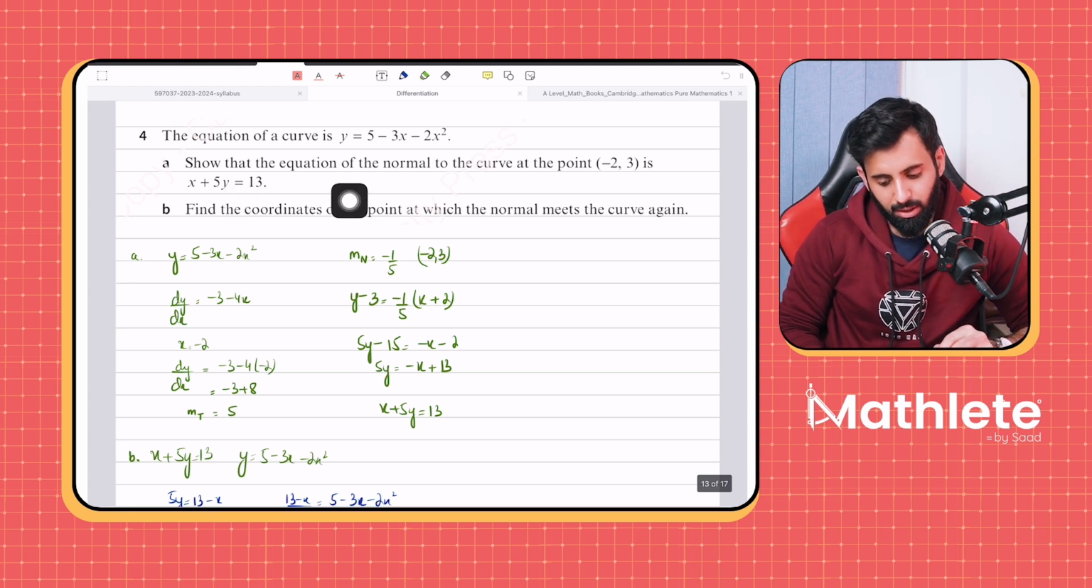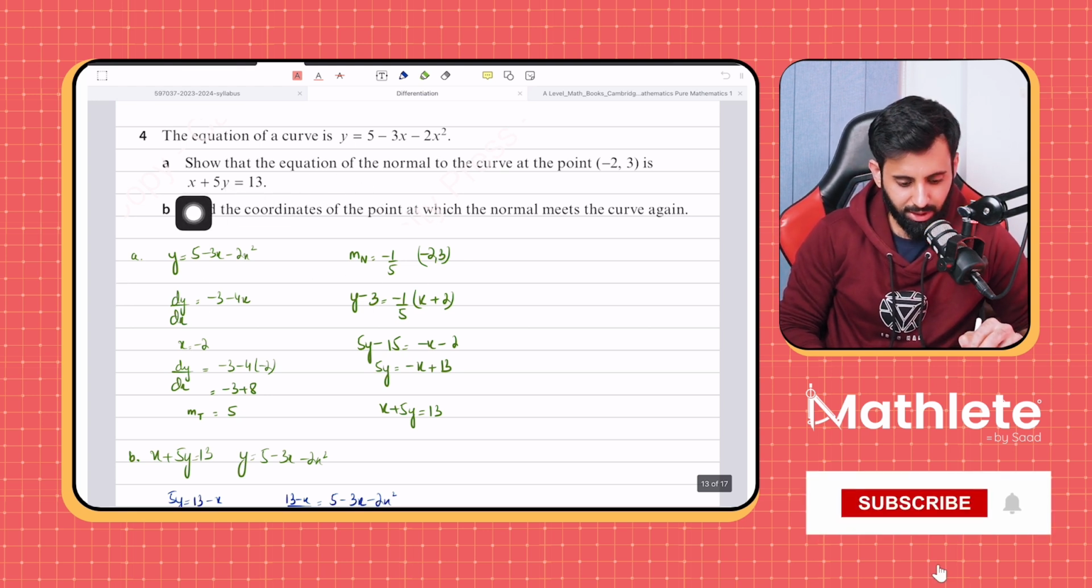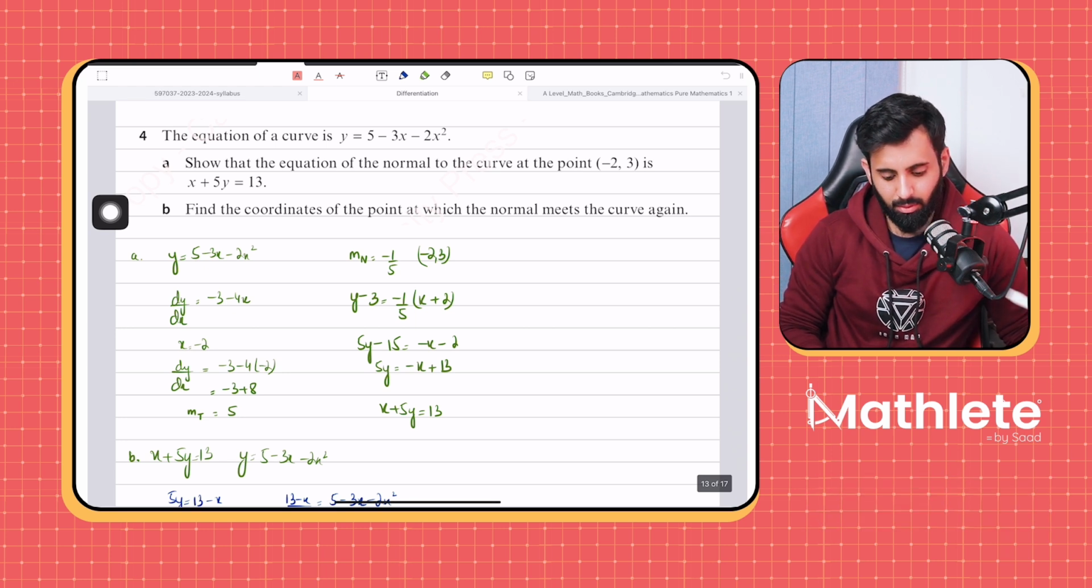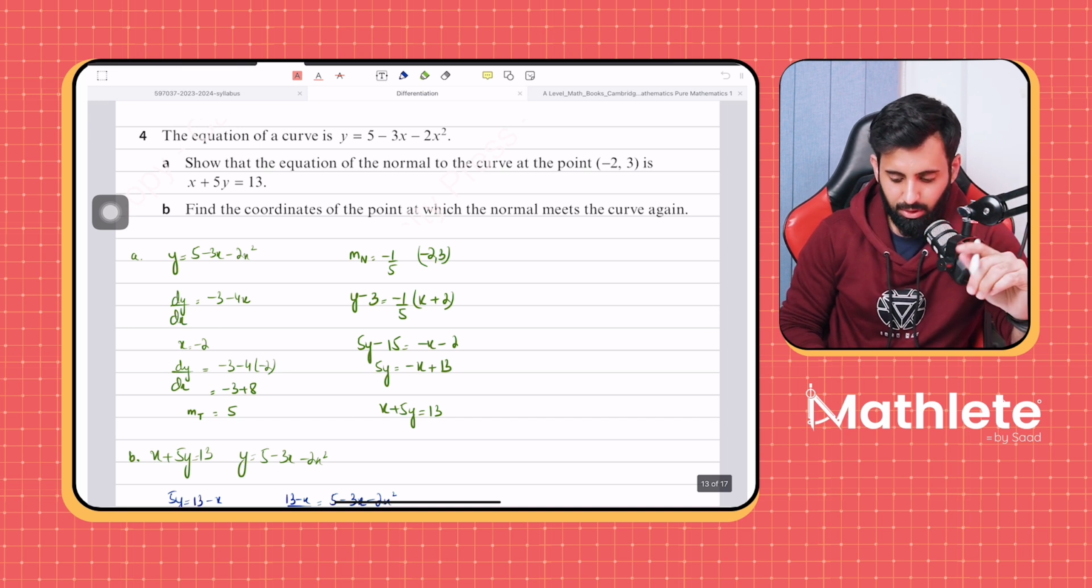Okay, now ultimately what we're doing is we're finding out the equation of a straight line. What do we need in order to find out the equation of a straight line? We need two things. Remember, there are two boxes we have to check. What are those two boxes?